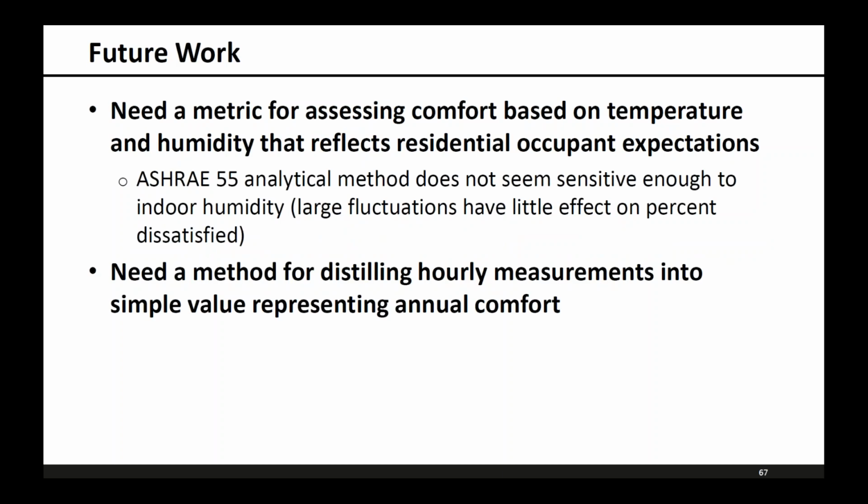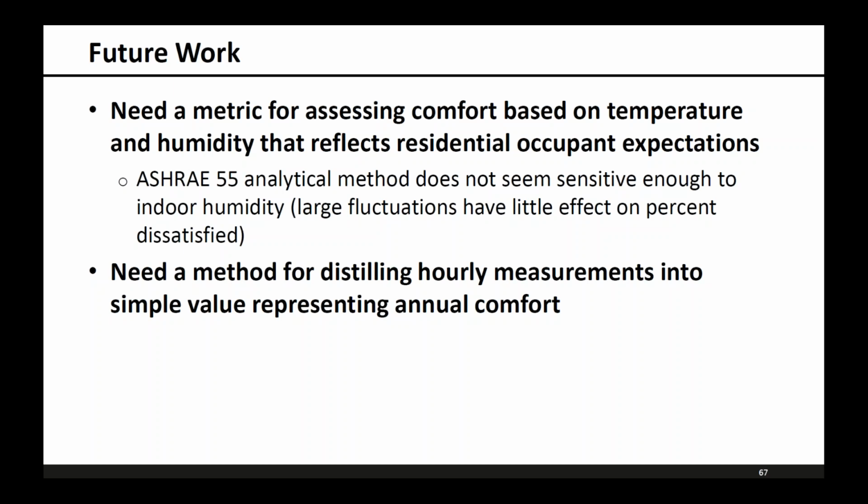And moving on to future work, one of the things we really struggled with was choosing a metric for assessing comfort based on both temperature and humidity. We really only focused in on humidity on this, but I think that's a need if we want to try and compare comfort for different home constructions, comparing comfort from different field measurements in homes. We really don't have a good metric there.